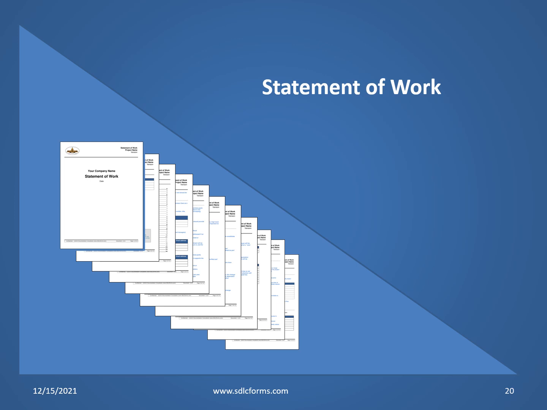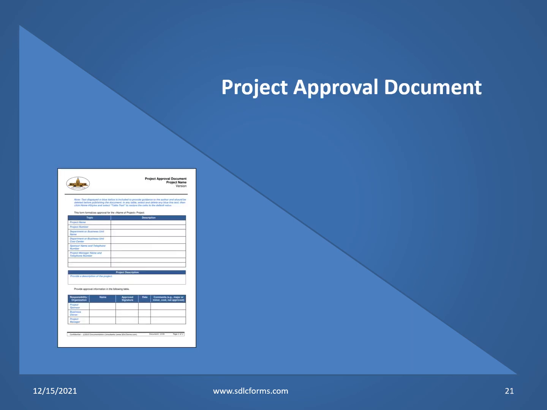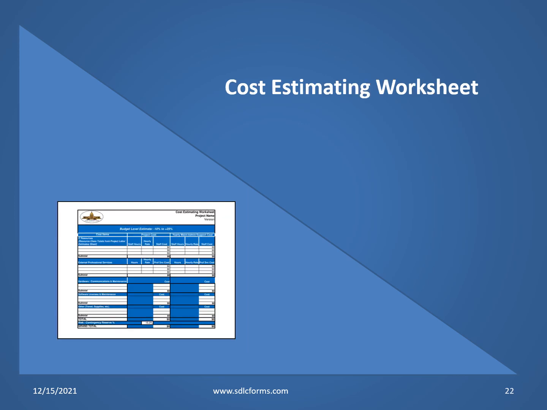The statement of work provides information that will be performed in the project, including business objectives and project description. The project approval document formalizes approval for the project by all contributors. This cost estimating spreadsheet provides the opportunity to estimate and budget various IT costs.